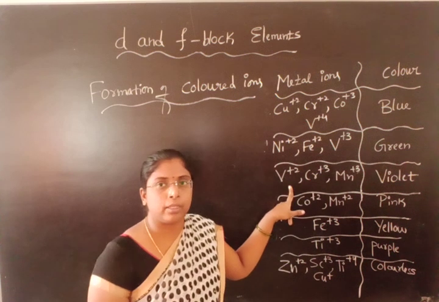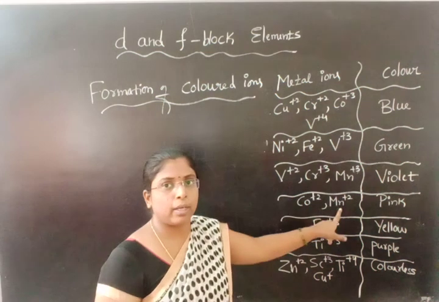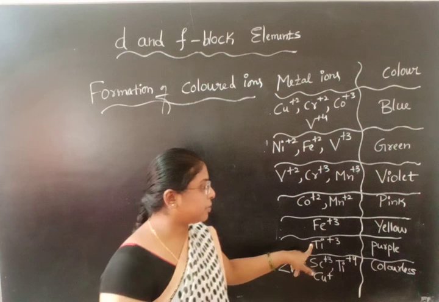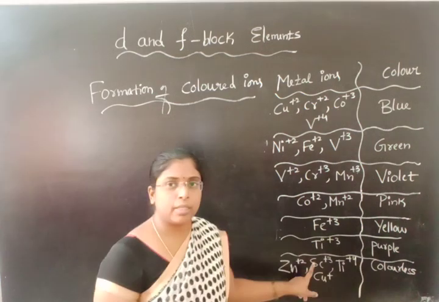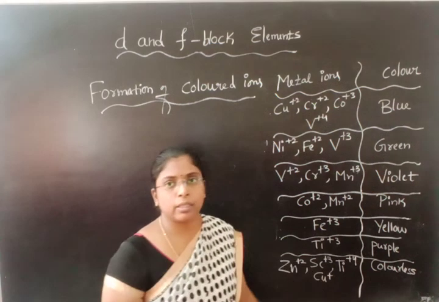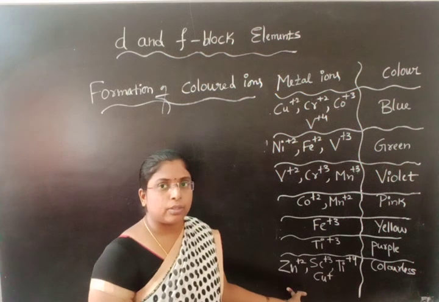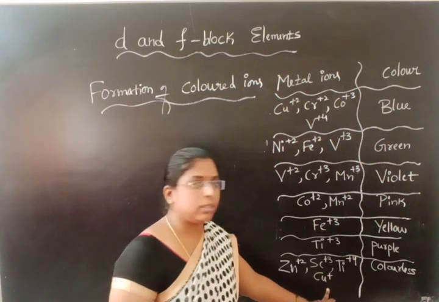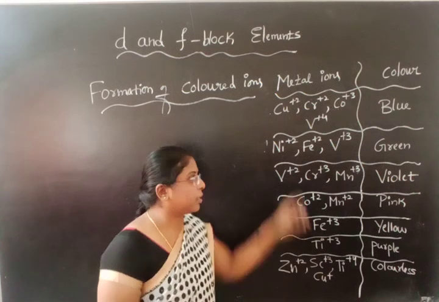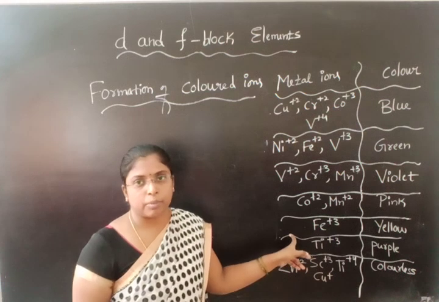Vanadium plus 2, manganese plus 2 and chromium plus 3 elements are colorless because they don't contain any unpaired electrons. In the case of zinc, Zn plus 2, scandium, titanium plus 4, Cu plus, they are colorless due to the absence of partially filled d orbitals. Whereas all the others are colored because of the presence of unpaired electrons in the d subshell.